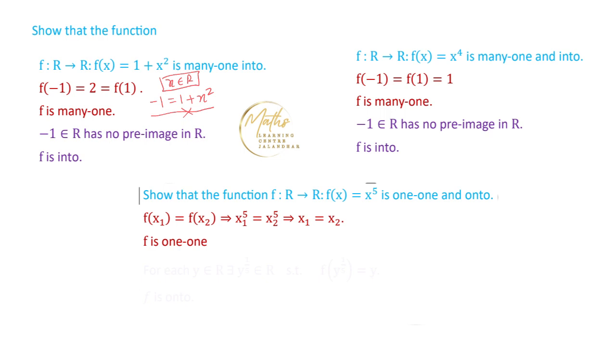And for the onto part, for each y that is a real number, we have the number y raised to the power 1 by 5 belonging to R, such that f of y raised to the power 1 by 5 is y. So f is an onto function.